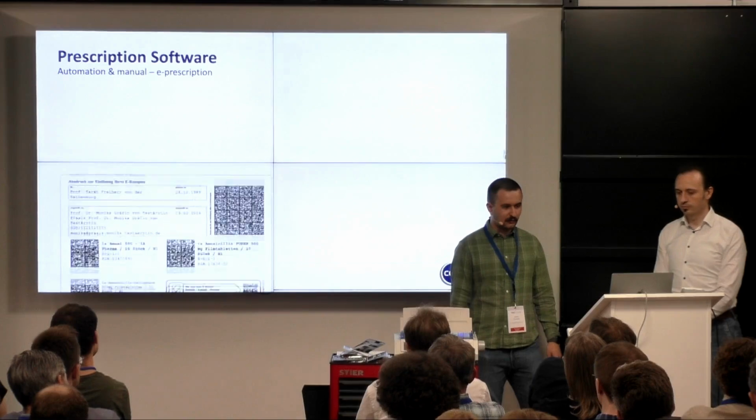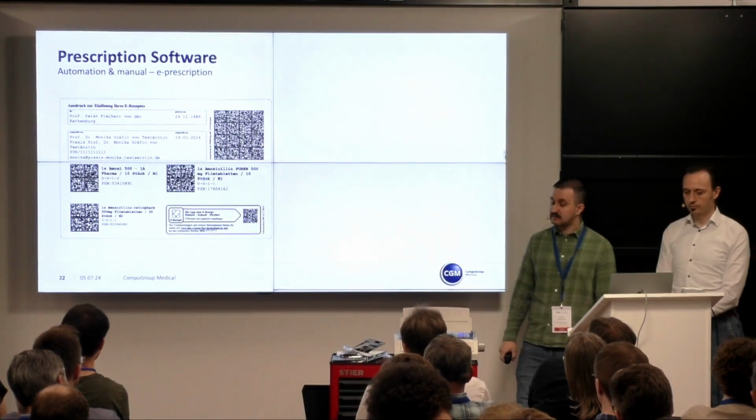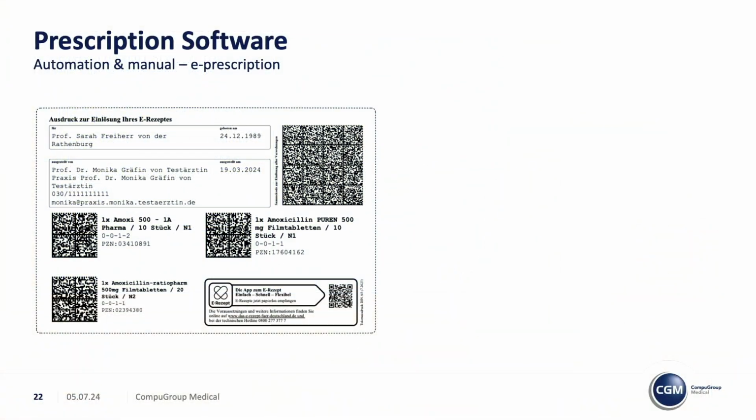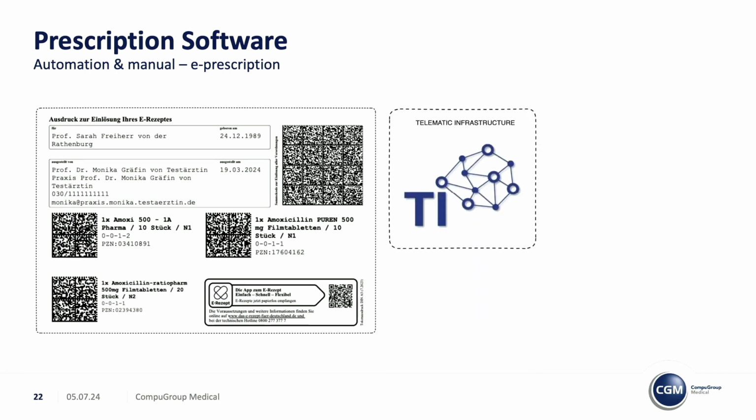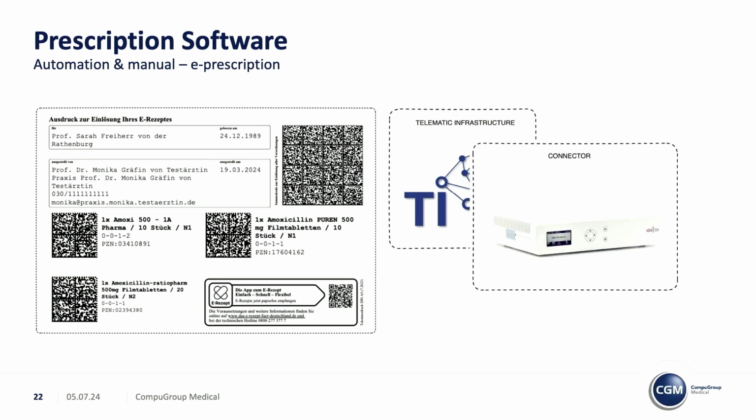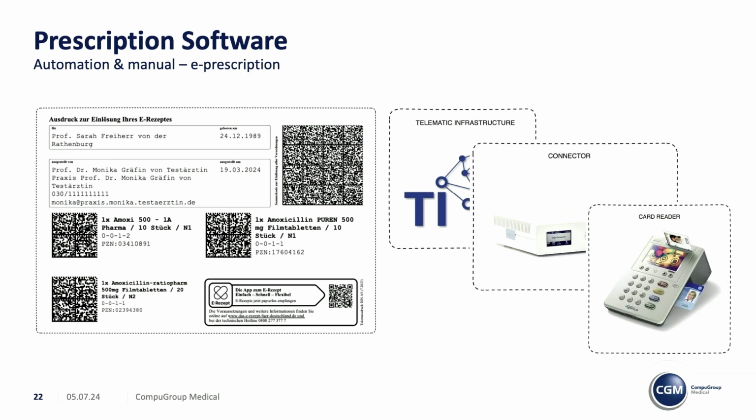But then we get to the new kid on the block, which is really awesome, but brings up even more challenges, because then you have to deal with the telematic infrastructure. How do you mock a telematic infrastructure? How do you mock a connector? And last but not least, how do you mock physically removing cards from a card reader?